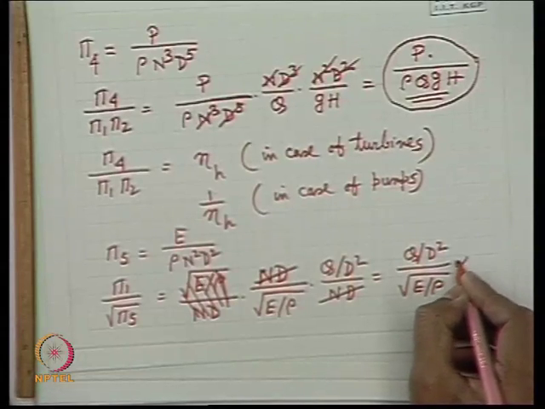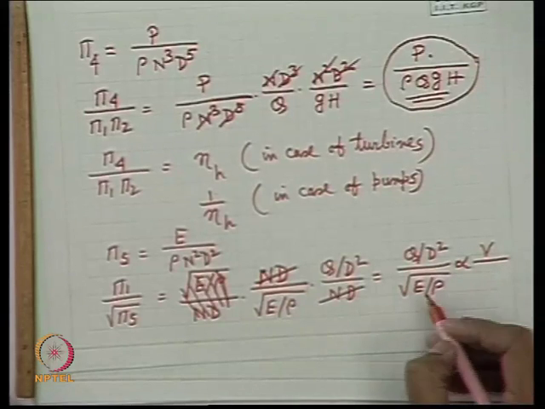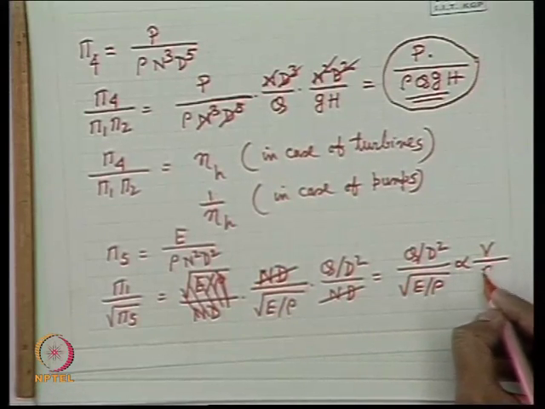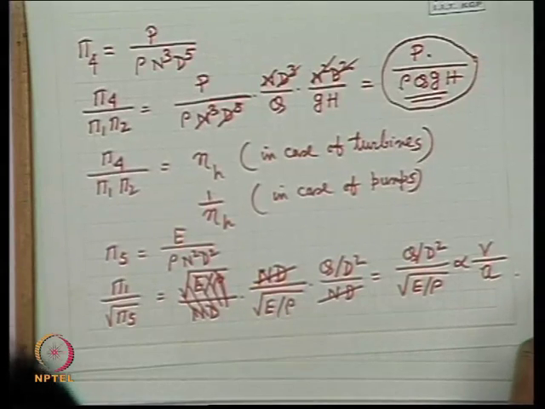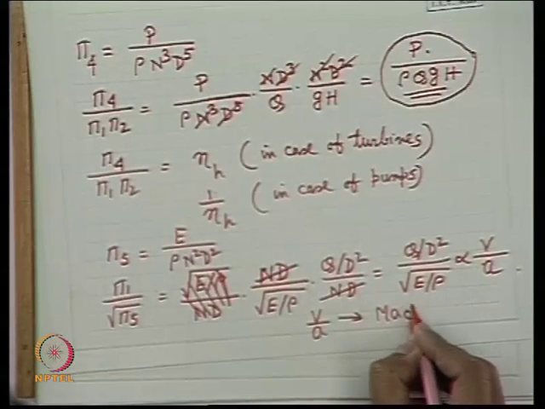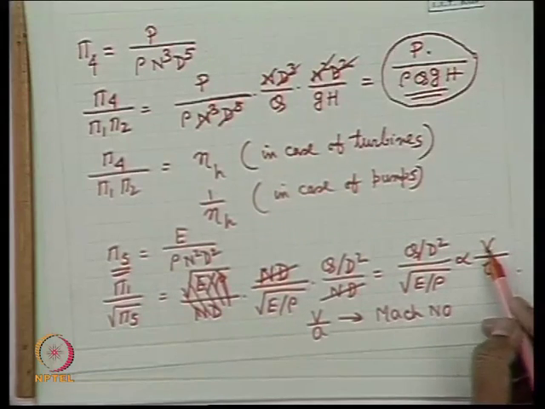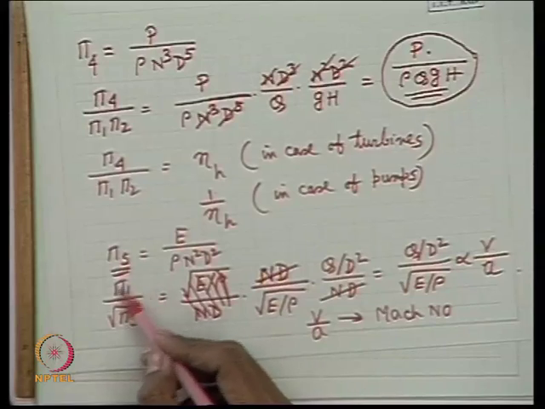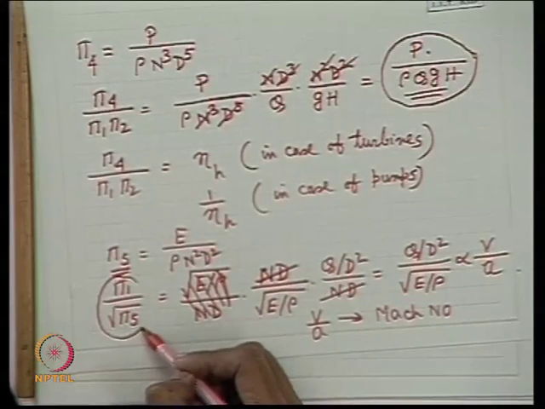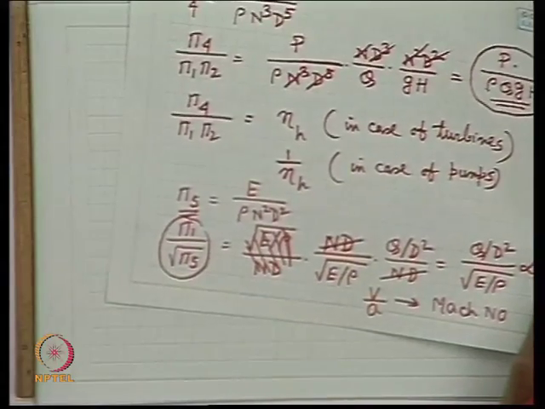Now, Q by d square is proportional to the characteristic fluid velocity. And what is root over E by rho? Can you tell what is root over E by rho? E by rho is the velocity of sound in that medium. That means velocity of sound in that fluid medium, which we can write as A, the acoustic velocity in the fluid medium. And this ratio V by A is known as Mach number. So, the implication of pi 5 is the ratio of fluid velocity to the sound velocity, which can be directly obtained if we make a manipulation of pi 1 by root over pi 5.